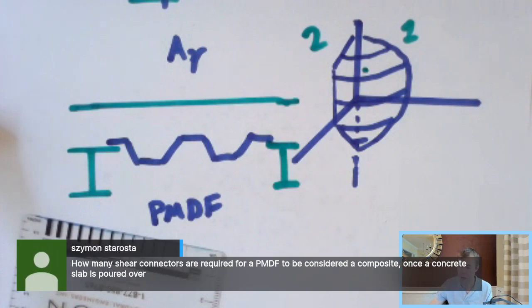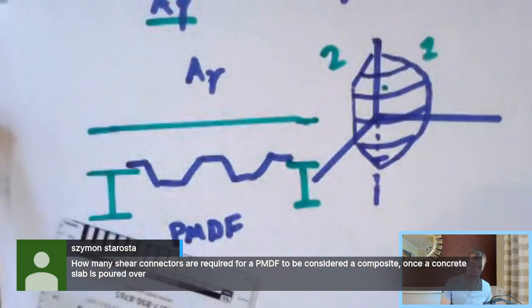Oh man, what a great question. How many shear connectors are required for a PMDF to be considered composite once concrete is poured over it? That depends a lot on the shear in the beam. I do have videos over this. They're older. They're in my simple steel playlist. You can check them out. They're all about composite beams. They're all about how to design these shear studs.